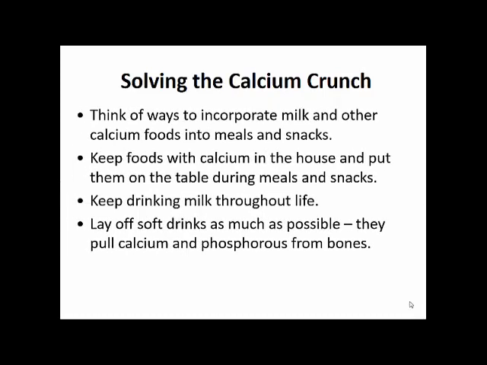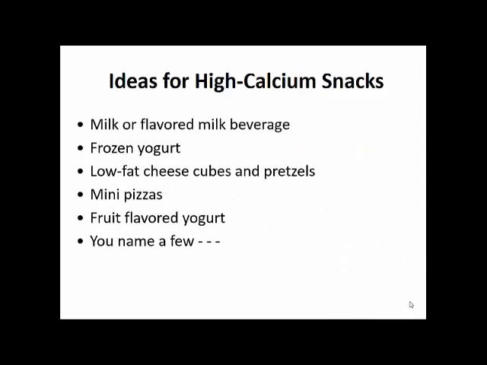Think of ways to incorporate milk and other calcium foods into meals and snacks. Keep foods with calcium in the house and put them on the table during meals and snacks. Keep drinking milk throughout life. Lay off soft drinks as much as possible. They pull calcium and phosphorus from bones. Good choices: milk or flavored milk beverages, frozen yogurt, low-fat cheese cubes and pretzels, mini pizzas, fruit-flavored yogurt.